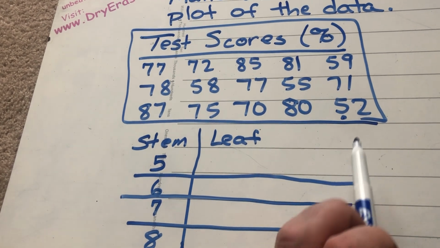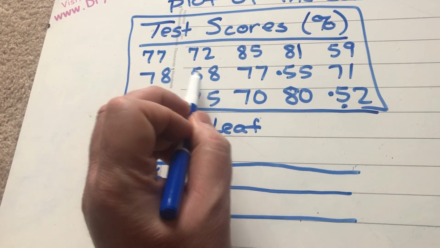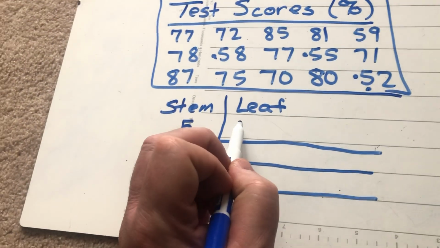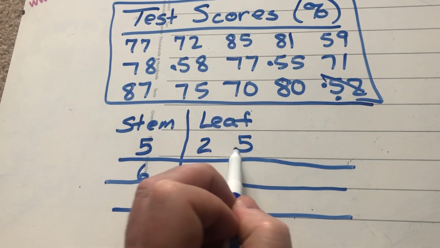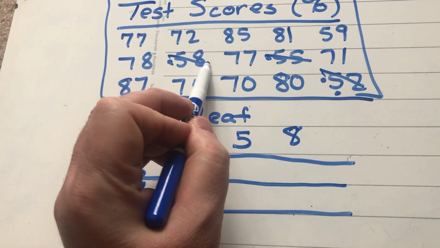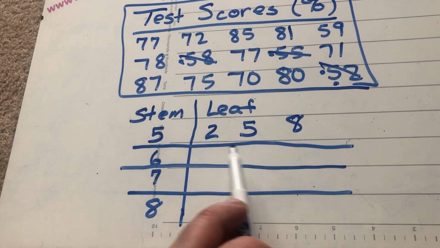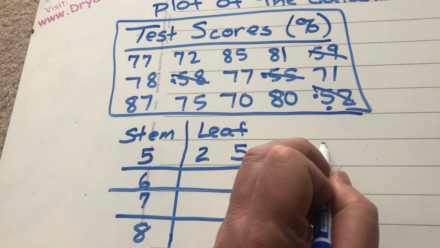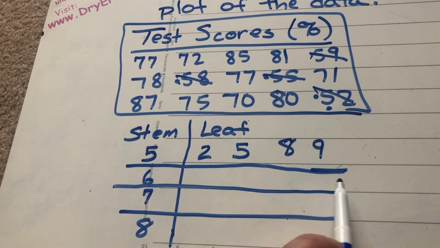Now, in the 50s, it looks like I have a 52, a 55, and a 58. And so since the stem is 5, I'm going to put a 2 to show that there's a 52. I'm going to put a 5 to show that there's a 55. And I'm going to put an 8 to show that there's a 58. Looks like I also have a 59. Don't want to forget that. Glad that worked out. So I want to make sure I put the 9 there as well. I don't have any 6s, so I'm just going to leave that row blank.